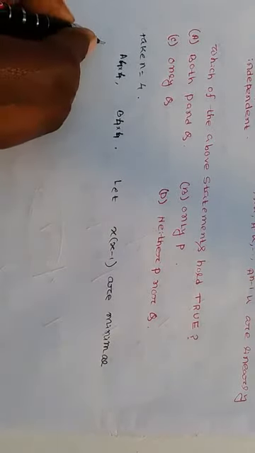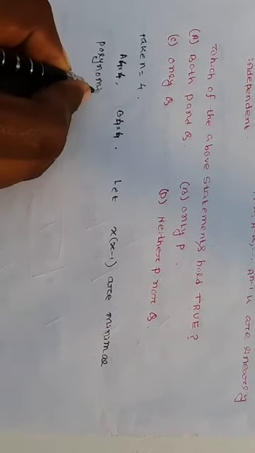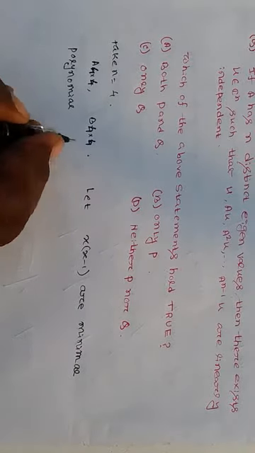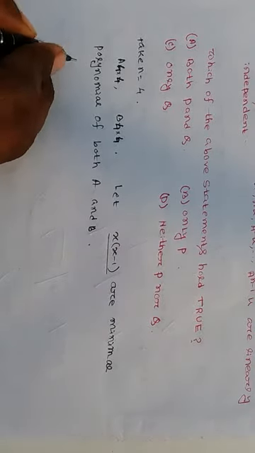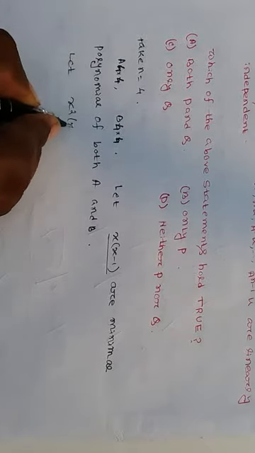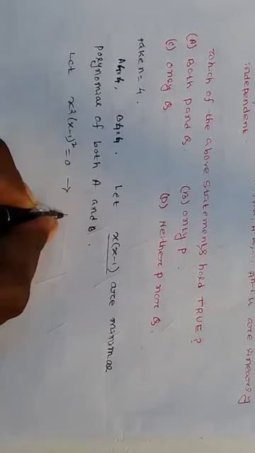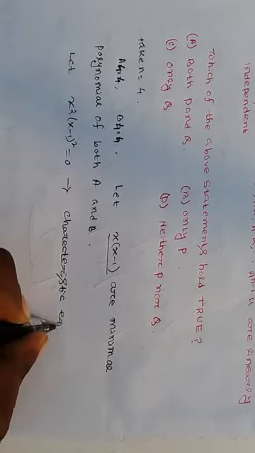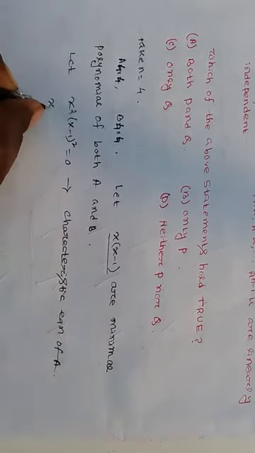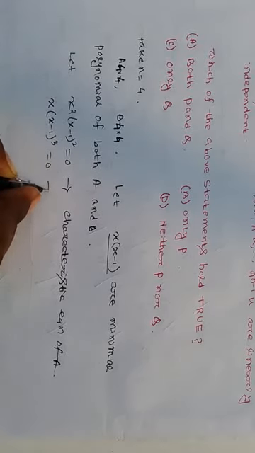minimal polynomial of both A and B. So these are the minimal polynomial of both A and B. And let x square into x minus 1 whole square be the characteristic equation of A, and x into x minus 1 whole cube be the characteristic equation of B.